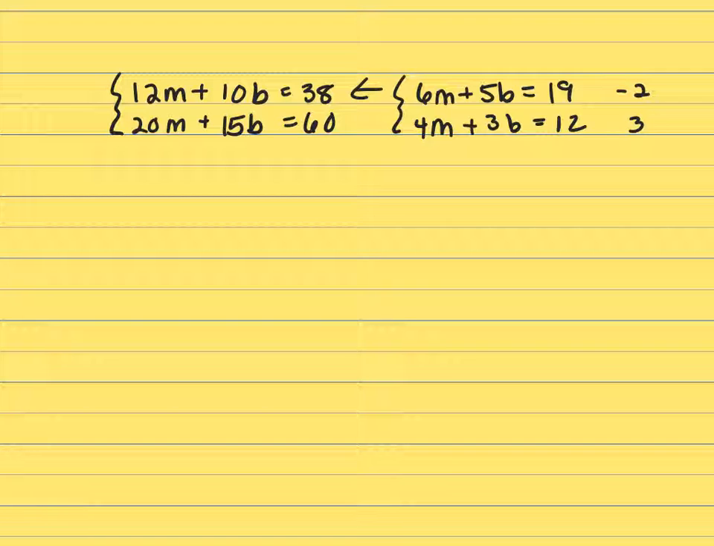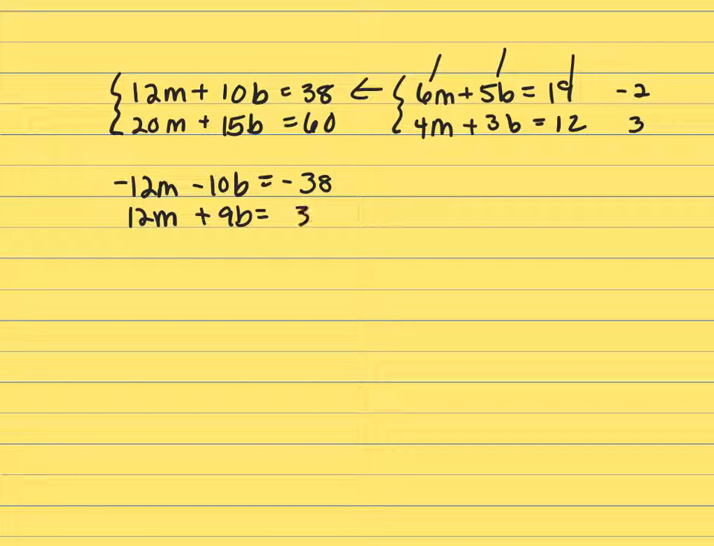So multiply each term by -2, and I get -12m minus 10b equals -38. And multiply the bottom one by 3, and that gives you 12m plus 9b equals 36. Now you see how your m's will cancel out? One's a positive, one's a negative. So they're gone, and now I've got -b equals -2. Just adding those equations together. So the cost of a book or whatever it was is 2.